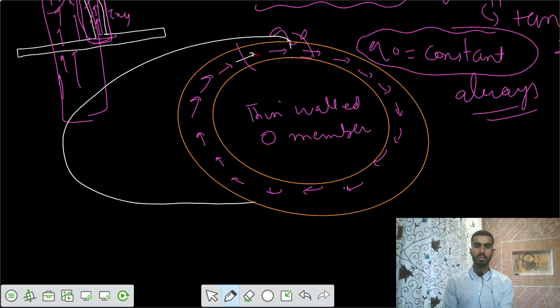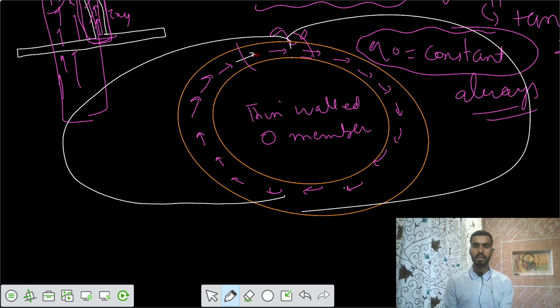and maximum it goes to some value of shear stress, and similarly from the other side. So this is some variation.